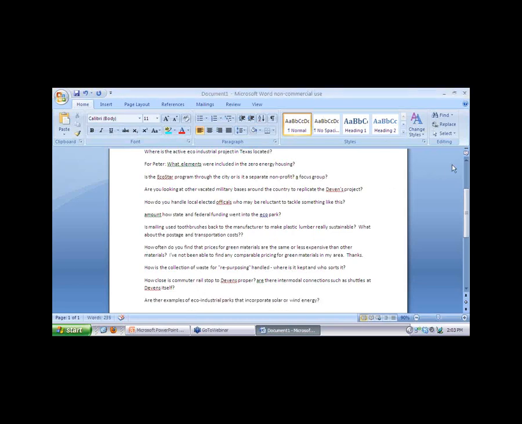There's a question here about the commuter rail stop and how close it is to Devens. The commuter rail stop is about a quarter mile away.